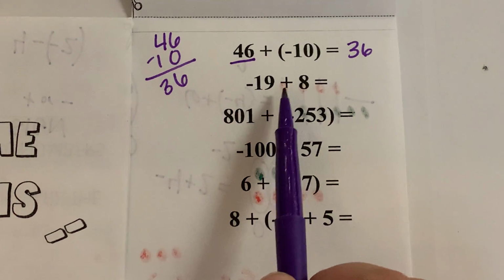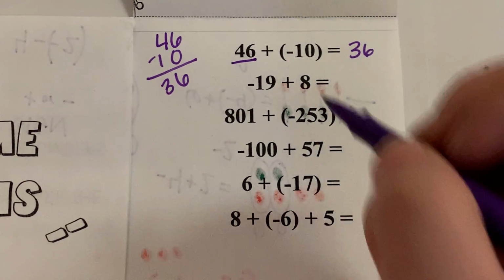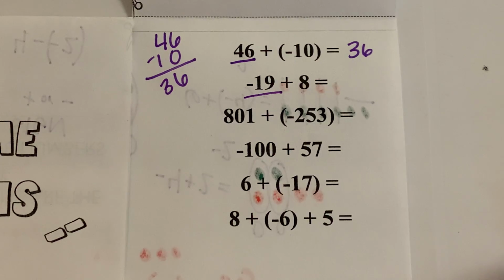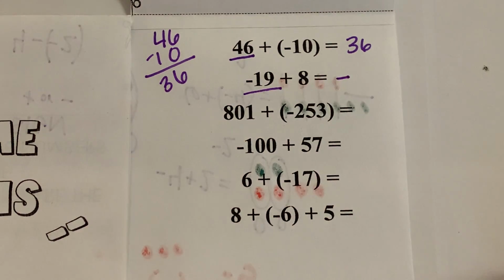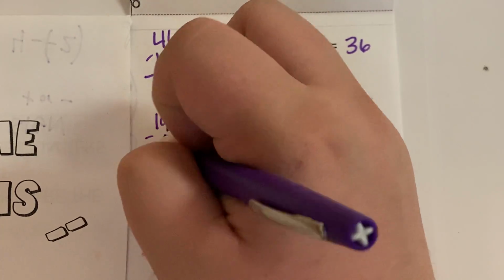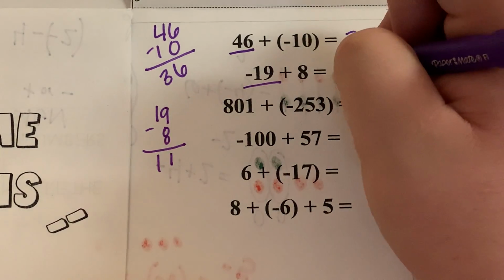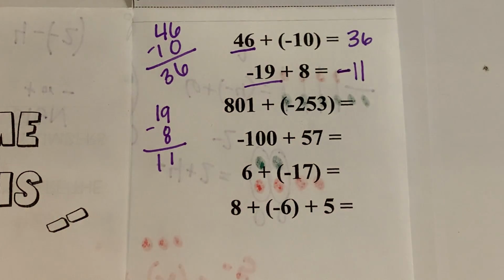Next, we have -19 plus 8. So what's the stronger number? -19. So is our answer going to be positive or negative? Negative. When we subtract 19 minus 8, what do we get? 11. So our answer is going to be -11. Because that means we'll have 8 positives and negatives that overlap. Okay? 8 zero pairs.